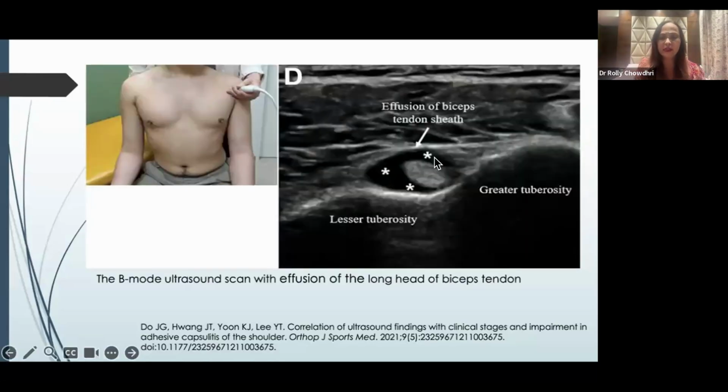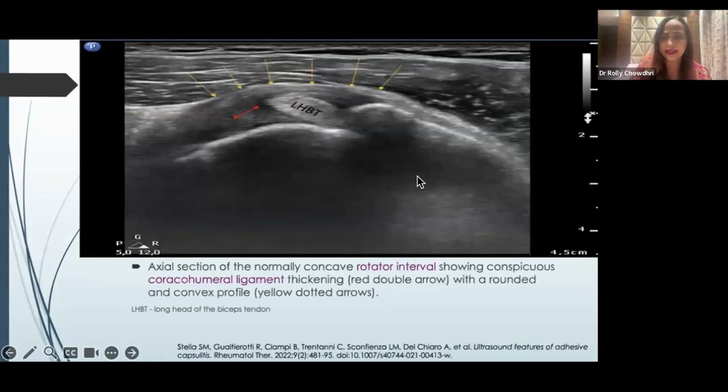Another sign, very simple, is the target sign. It is the effusion of the biceps tendon sheath. You see the fluid around the tendon. It's also known as the target sign. This is also a good slide. When we see the rotator interval, normally it has a slight concave profile. When there is thickening of the coracohumeral ligament, there is a rounded and convex profile of the rotator interval. This is also a good eyeballing sign.